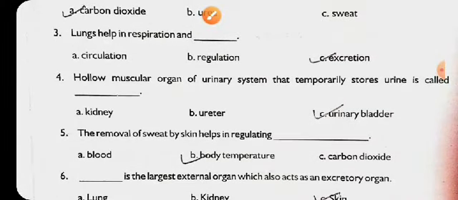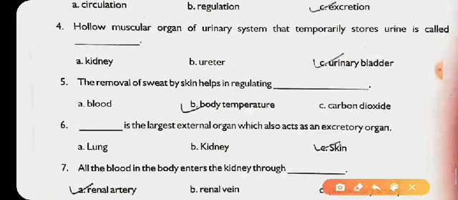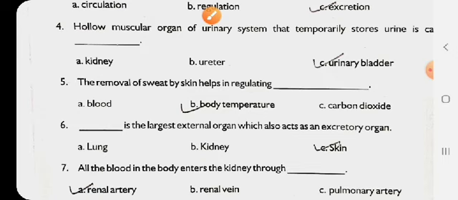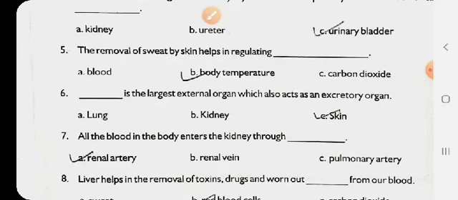Next comes: lungs help in respiration and excretion. Yes, excretion कौन सा? Excreting carbon dioxide. Next is: hollow muscular organ of the urinary system which stores the urine for a temporary time period. That is the urinary bladder. Yes. Next is: the removal of the sweat by skin helps in regulating body temperature. हाँ जी, हमारी बॉडी को ठंडा रखता है, because जब sweating होती है तो हमारे कपड़े become wet and when the water evaporates, जिसके साथ साथ हमारी बॉडी की हीट भी evaporate हो जाती है, जिसकी वजह से हमारी बॉडी का टेम्परेचर रेगुलेट होता है, ठंडा रहता है.